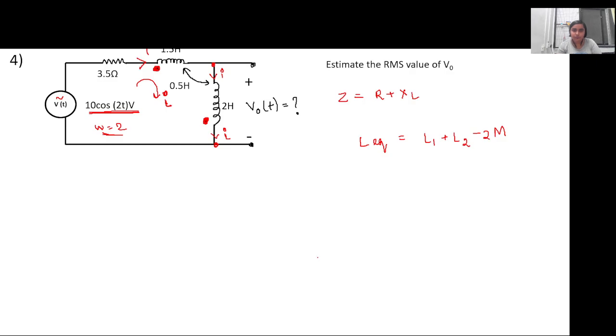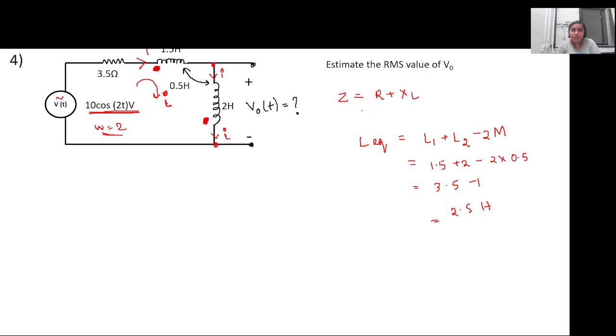So is it fine? Yes, ma'am. The value of L: L1 is 1.5, L2 is 2 Henry, minus 2 into the value 0.25. So it is 3.5 minus 1, 2.5 Henry. This is the equivalent inductance.